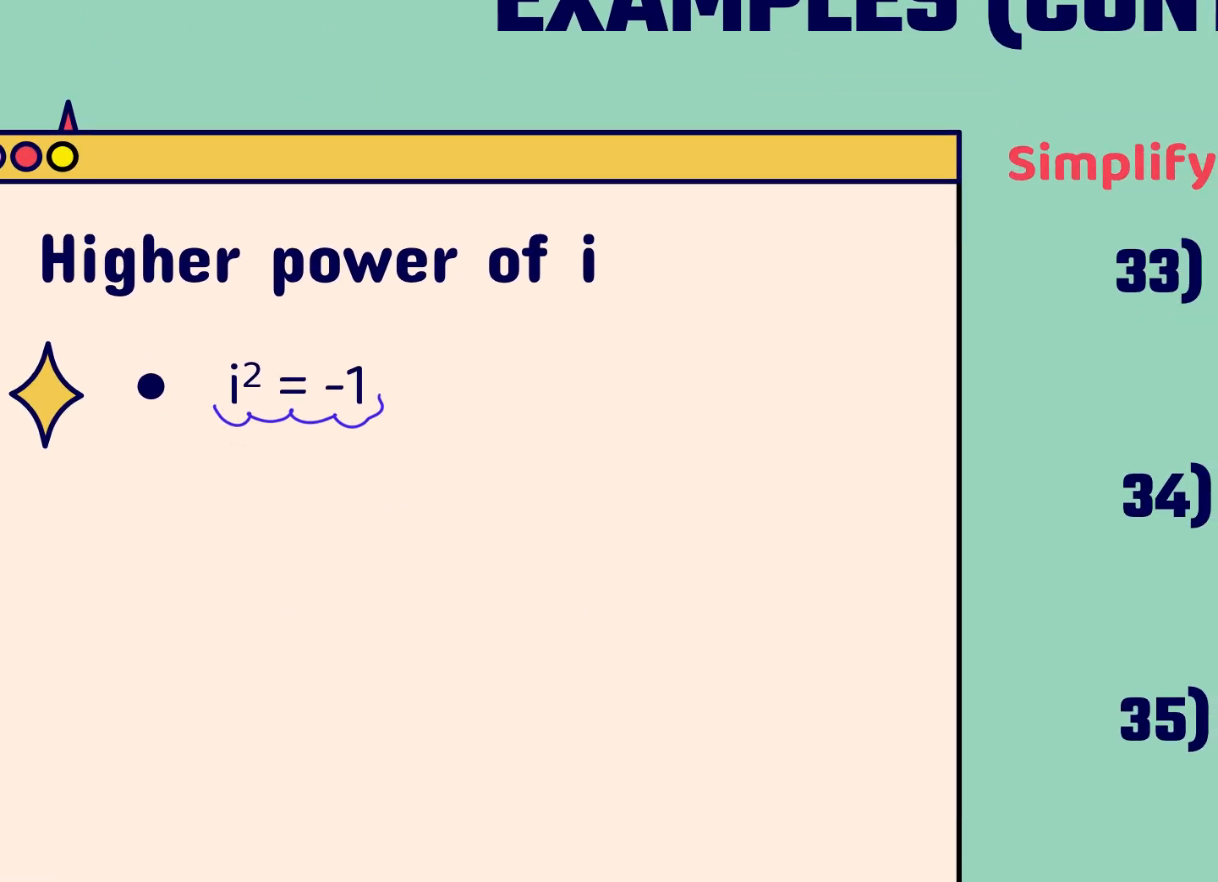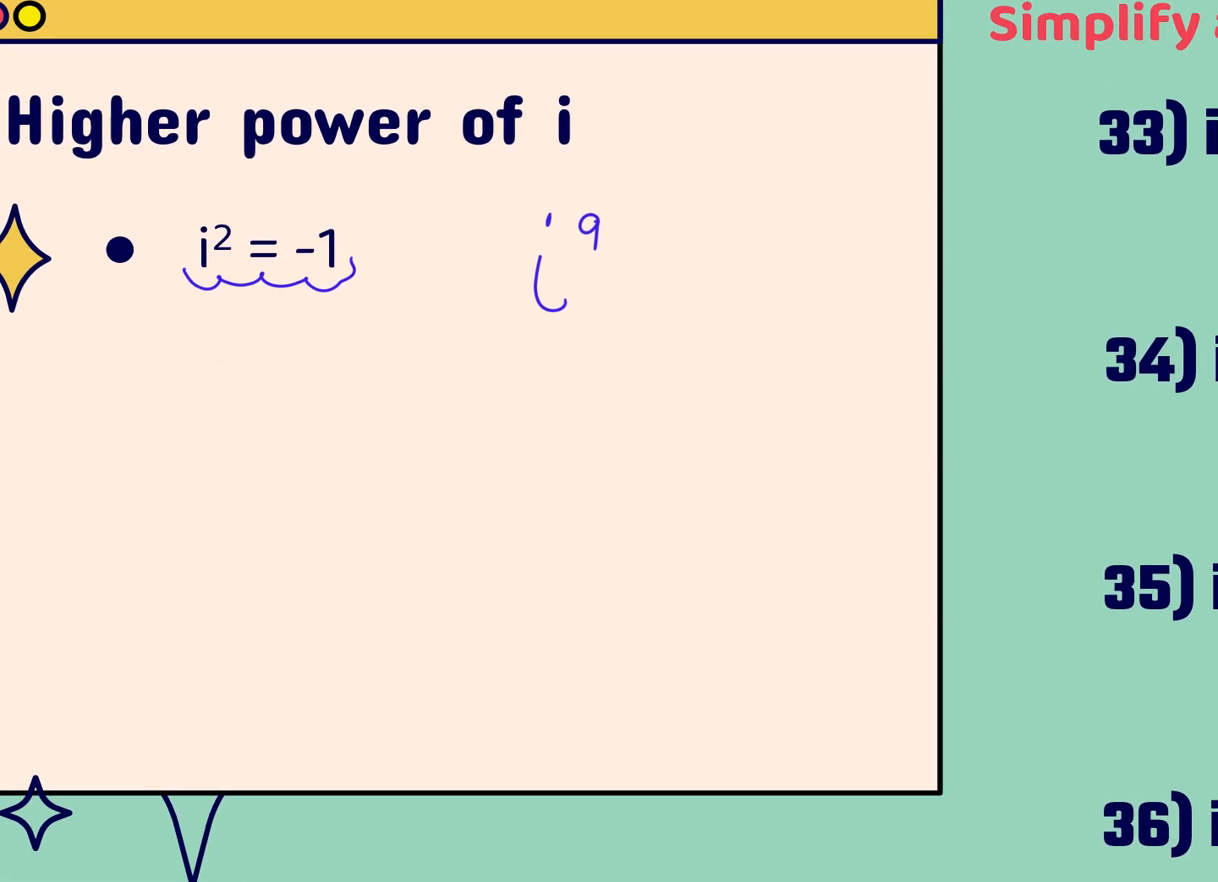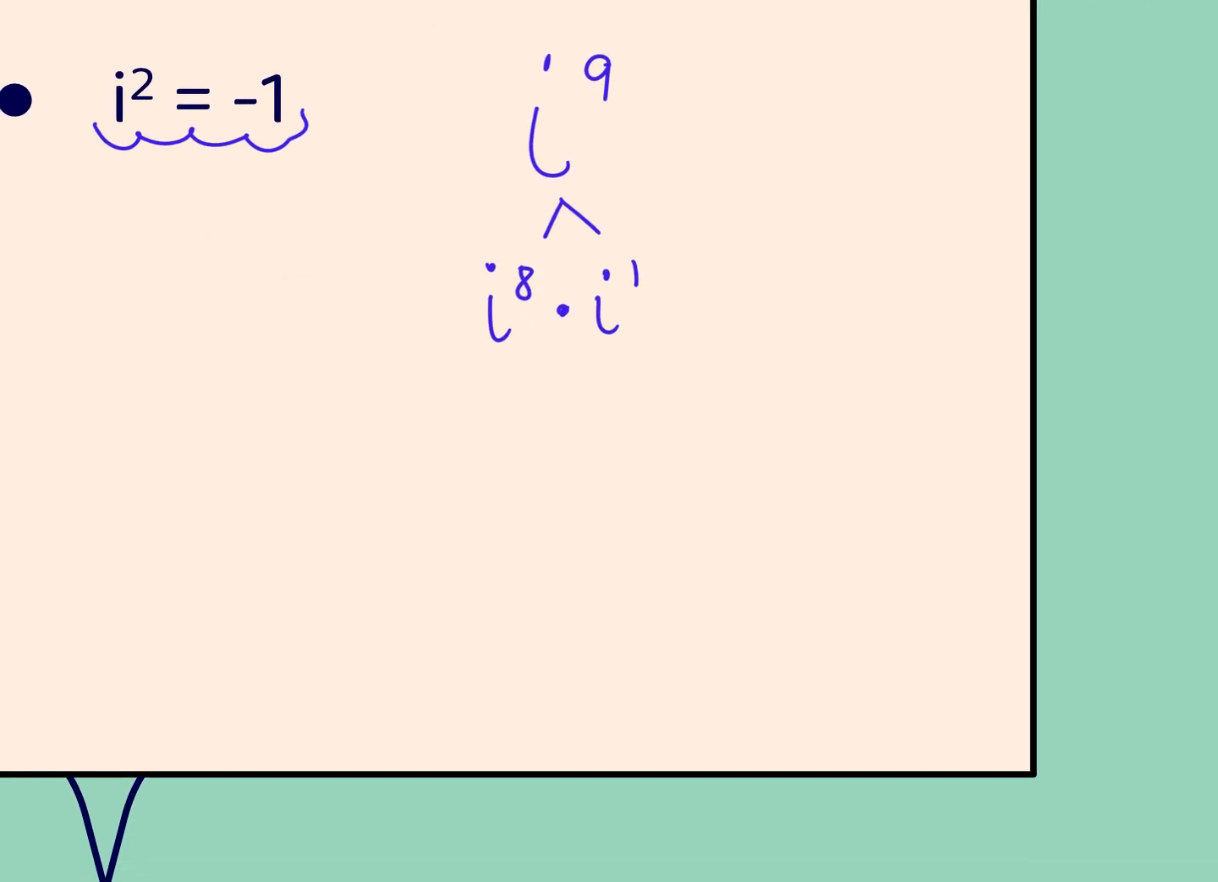So if I had, let's just say, i to the 9th power, and it says to evaluate, simplify. I want to break this down into an even exponent and an odd exponent. So do you guys agree I could write this as i to the 8th power times i to the 1st power? Any odd number, you can break it down into an even and then a plus 1, pretty much. So you're like, okay, why? Why did you do that?